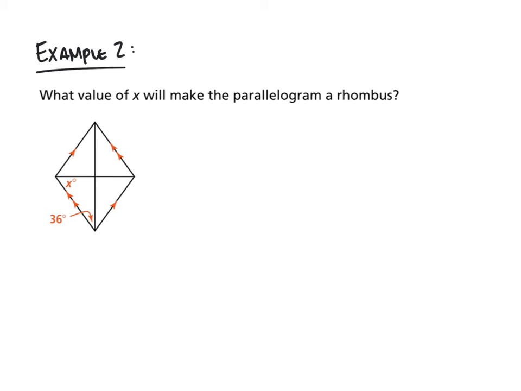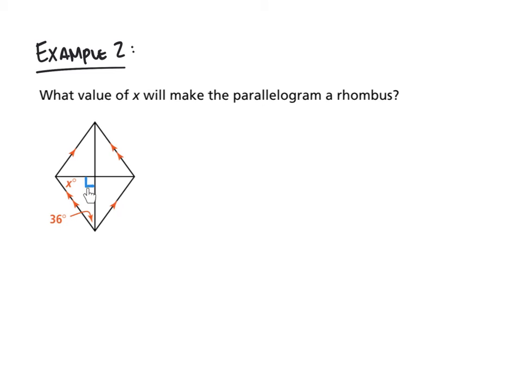And now we're moving on to the second example, and it asks what value of x right here would make this parallelogram have to be a rhombus. So this x, what would it need to be in order for this shape to be a rhombus? And one of the things we can remember is that if a shape has diagonals that are perpendicular, then it's got to be a rhombus. So for this shape to be a rhombus, this needs to be a 90-degree angle right there.